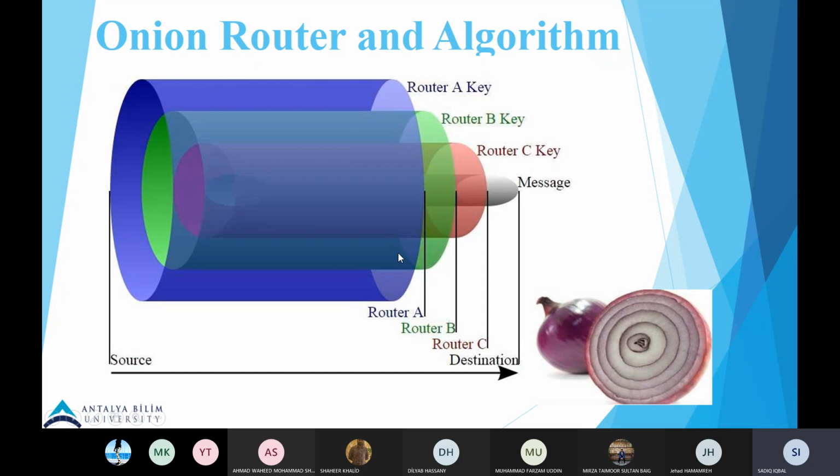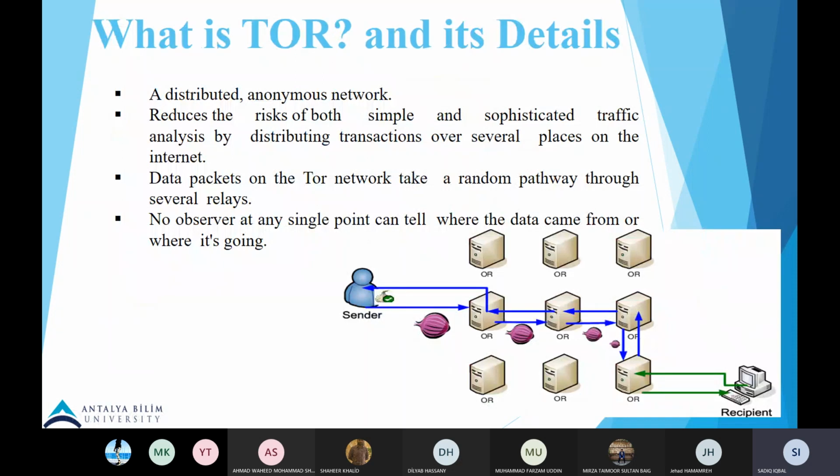And when the message, the data, is received at router A, it decrypts the layer and then sends it to router B. That decrypts the layer and then it is sent to router C, and then that decrypts the layer and then the message is received at the destination. This is the process of the layer structure, which is known as the onion routing.